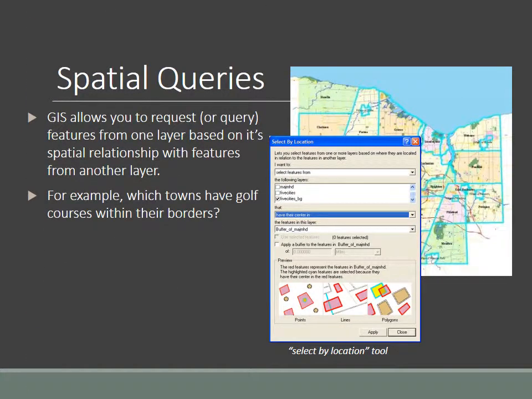These spatial relationships can be identified quickly and accurately using a spatial query. A GIS allows you to query features from one layer based on the relationship with features from another layer. For example, which towns have golf courses within their borders? If you were looking at a paper map, you would probably have to count the number of golf courses within a particular boundary. While that works, there's the possibility of human error, not to mention it can be very time consuming.